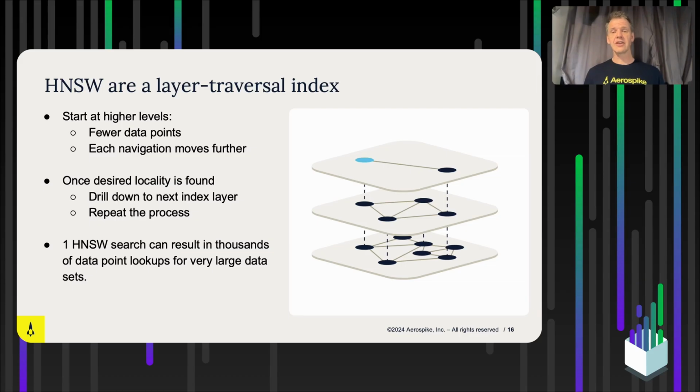However, if you've got billions or trillions of vectors, one HNSW search can still result in thousands of data lookups. So each one of those data lookups and those point traversals has to be very, very efficient.